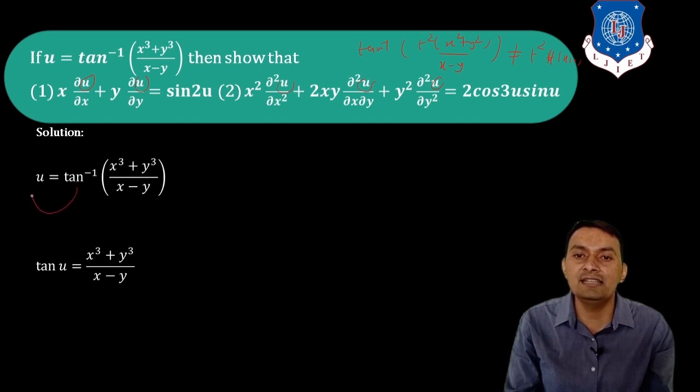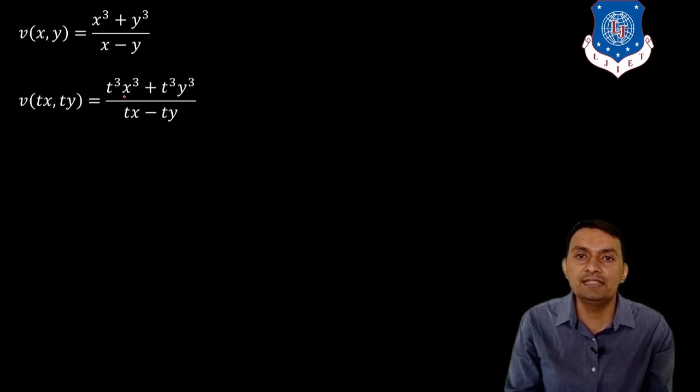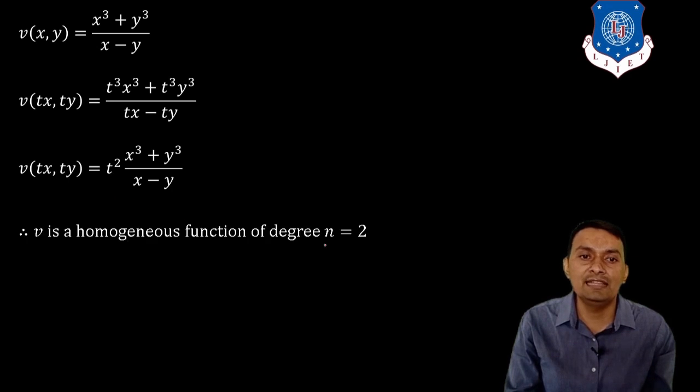So for that, it is clear that I have to take tan. That means I just take tan on the left hand side, and I get tan u equal to x cube plus y cube divided by x minus y. So now it is clear that I say this is v of x, y, and that is exactly a homogeneous function of degree 2, because whenever you simplify, you will get n equal to 2. So now f of u is equal to tan u.